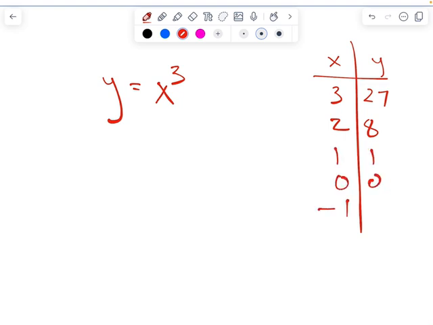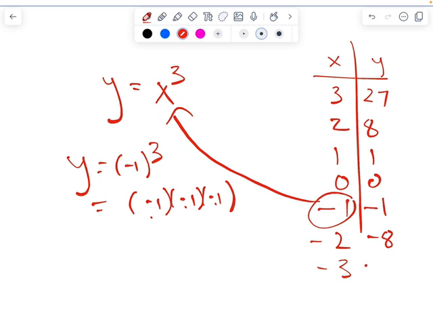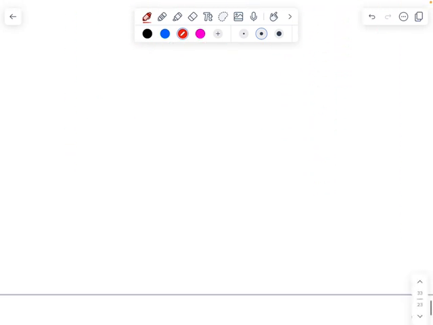What happens if I go negative? If I plug a negative 1 in, then y equals negative 1 cubed, which is negative 1 times negative 1 times negative 1. A negative times a negative times a negative becomes a negative. Same thing for negative 2, and same thing for negative 3. So when I graph a cubic function, it's going to look like this.